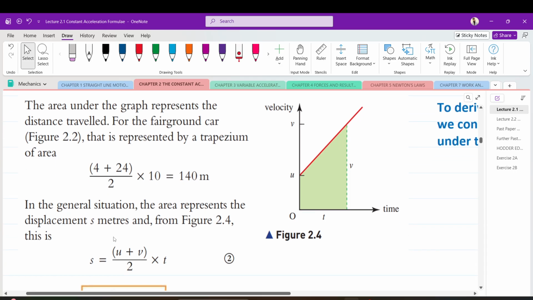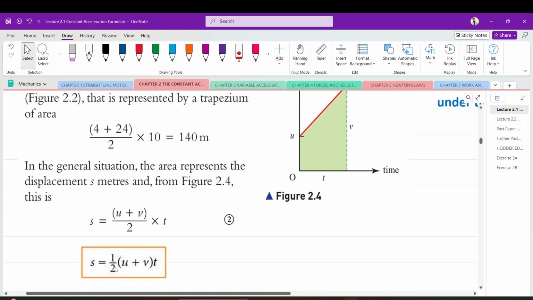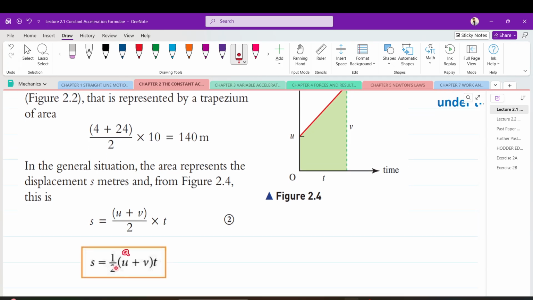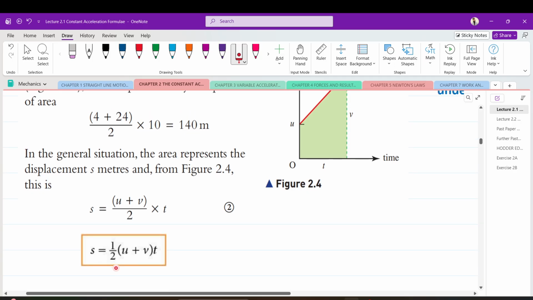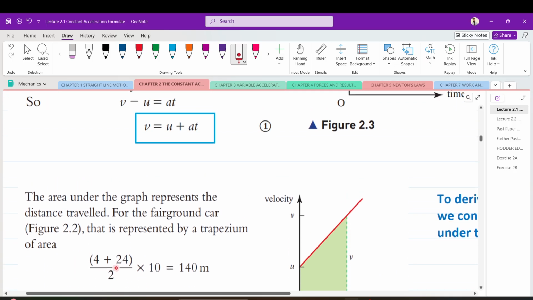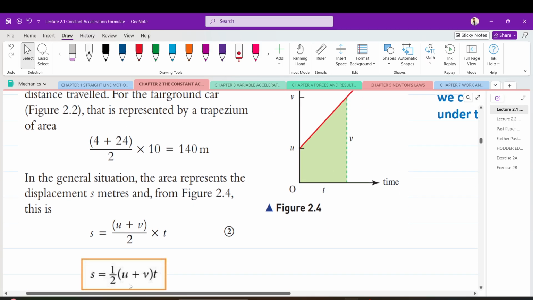So in general, this is the formula, and you can rearrange it in this form. You can see this is exactly the same as the area of a trapezium, isn't it? Half times a plus b multiplied by h. That is your second equation of motion. So the first two equations of motion, which are v equals u plus at and s is equal to half u plus v times t, can both be derived from the velocity time graph.